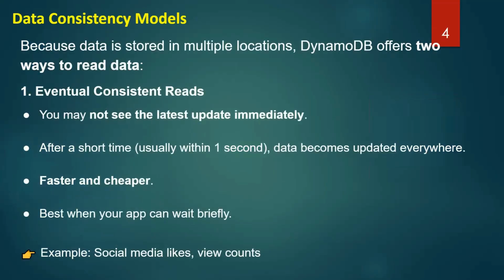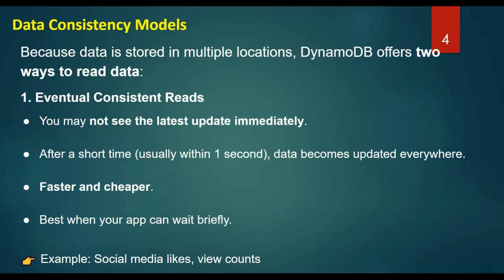Now, coming to the data consistency model. The reason why we use a data consistency model is because data is stored across multiple locations. So DynamoDB offers two ways to read the data. One is eventually consistent read. Eventually consistent read means the latest update you can't see immediately. After a short amount of time, let's say 1 second, the data becomes updated everywhere, and it is faster as well as cheaper compared to other models.